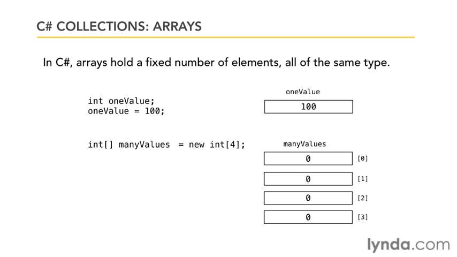So if I wanted to reference one of the elements in the array, I would simply use manyValues, and then inside the square brackets, the index number of the one I want to change. So if I wanted to change the first element in the array to a value of 100, I would say manyValues[0] = 100. And lo and behold, the value changes. If I wanted to change the last one, I would do manyValues and then 3 in the square brackets, and that works.